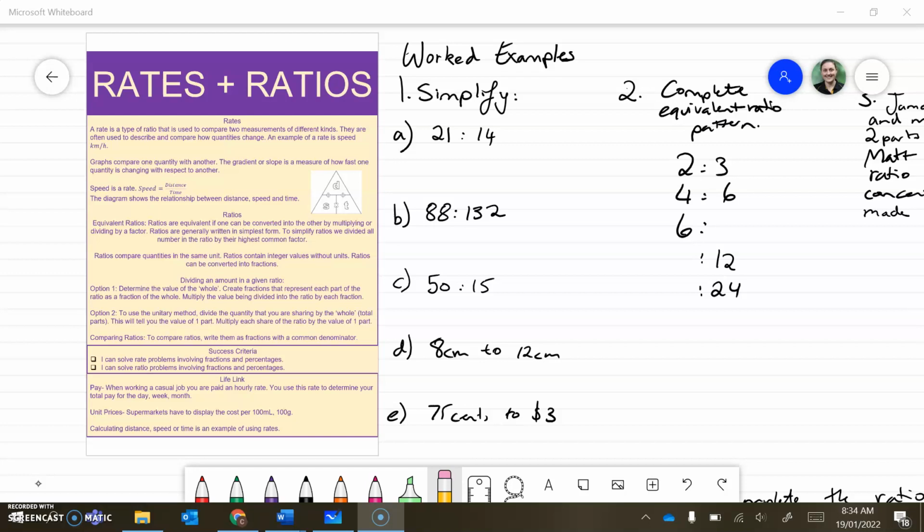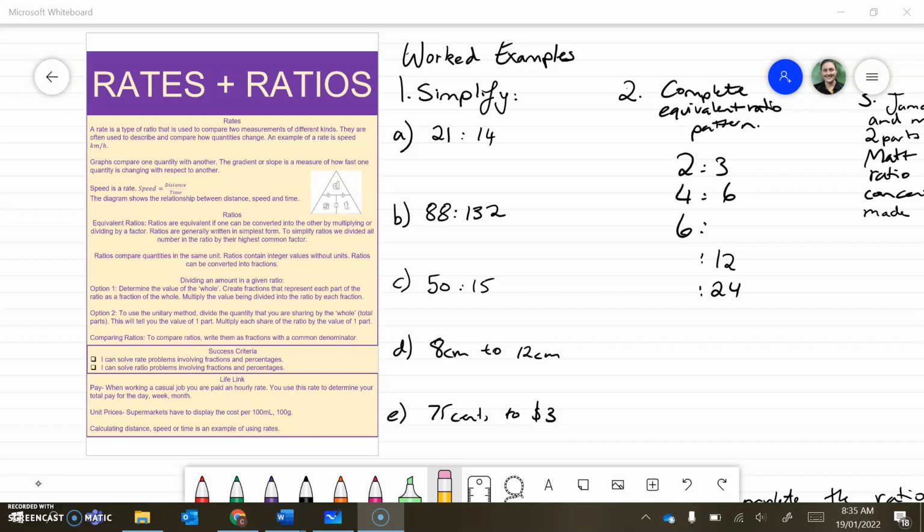Our life link is through pay. So when working a casual job, you're paid an hourly rate. So you use that rate to determine your total pay for the week, day, month. Unit prices, so supermarkets have to display the cost per 100 ml, 100 gram. And then also to calculate distance, speed, or time is another example of using rates.